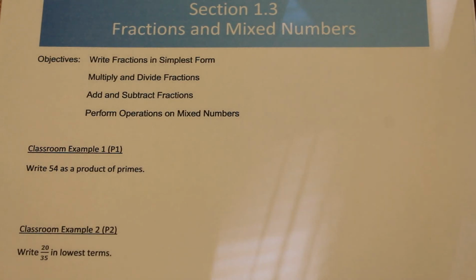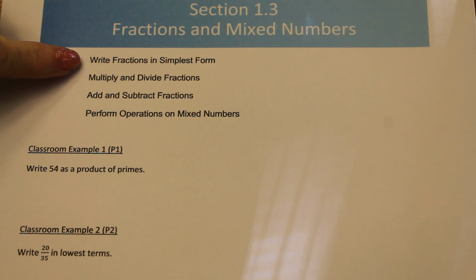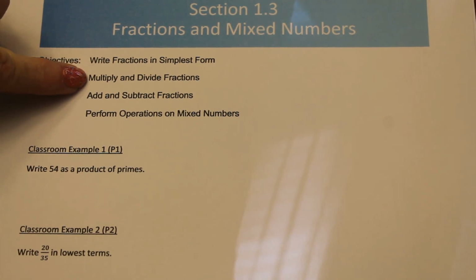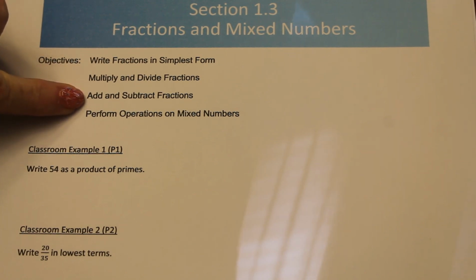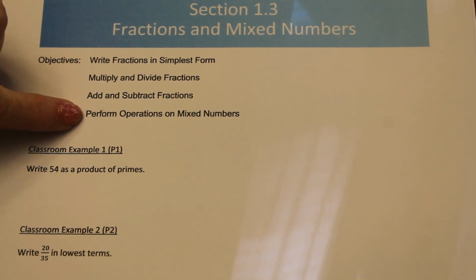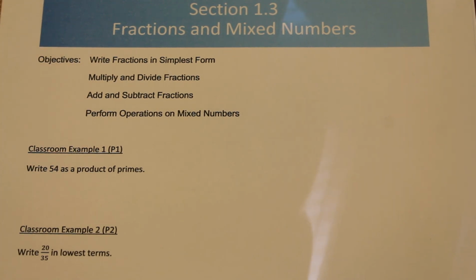All right, today we're going to study section 1-3, fractions and mixed numbers. So what we're going to learn is how to write fractions in their simplest form, and then how to multiply and divide fractions, and then how to add and subtract fractions. And surprisingly, adding and subtracting is a more difficult operation than multiplying and dividing. And then we'll talk about how to perform addition and subtraction on mixed numbers.